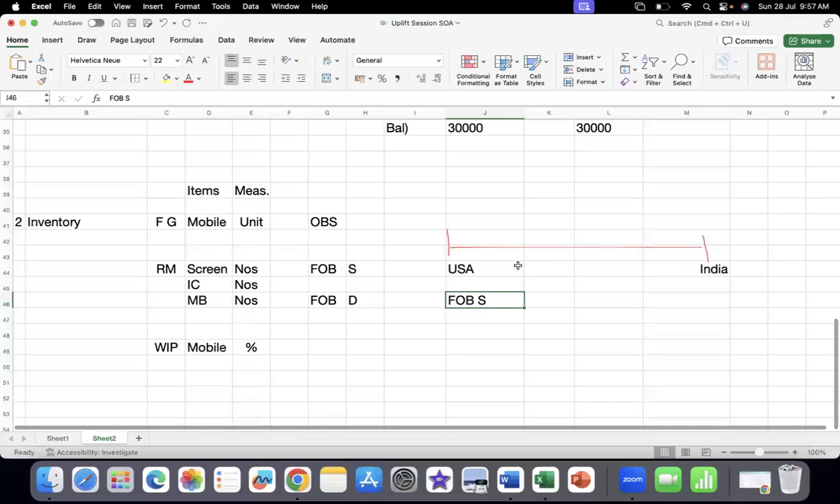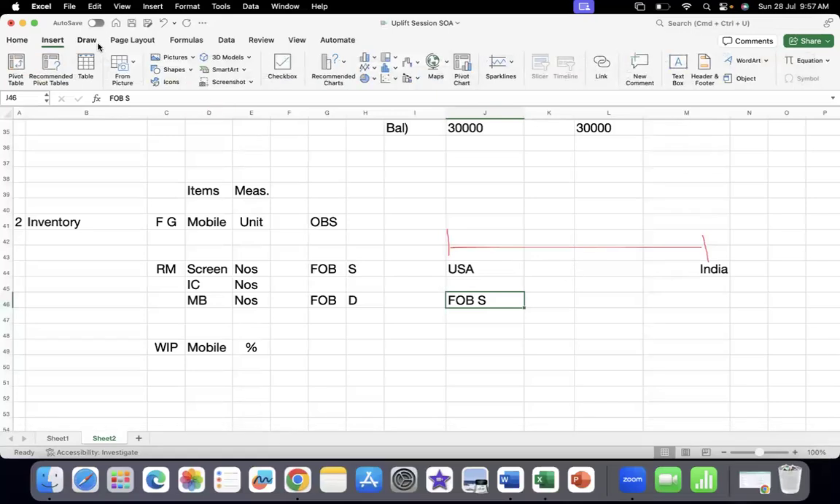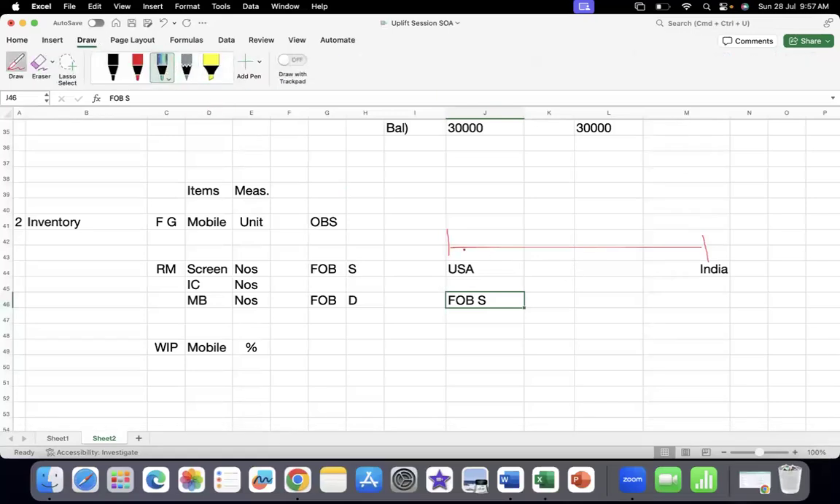Now, from this point, as soon as it leaves USA, the whole responsibility would be with the other party. But that is not the case if it is FOB destination. For FOB destination, until it reaches the destination, the responsibility lies on the supplier, that is your company. So it depends on the contract terms which you are using.